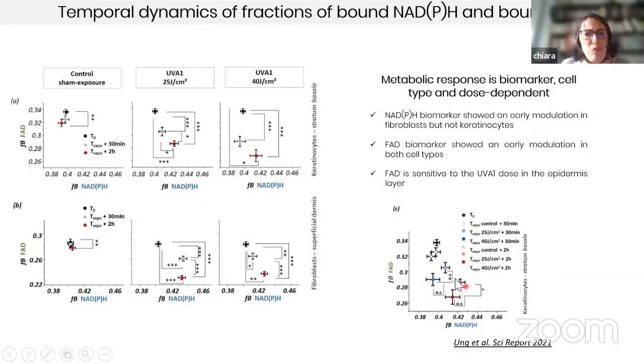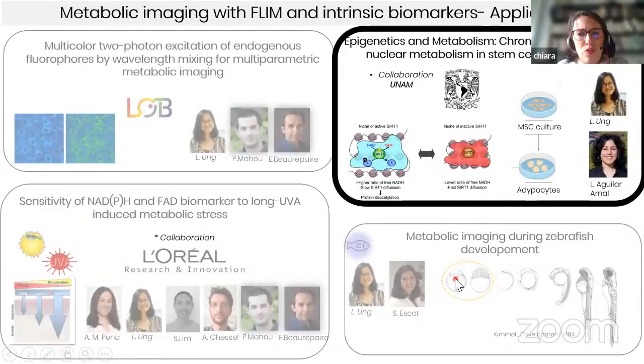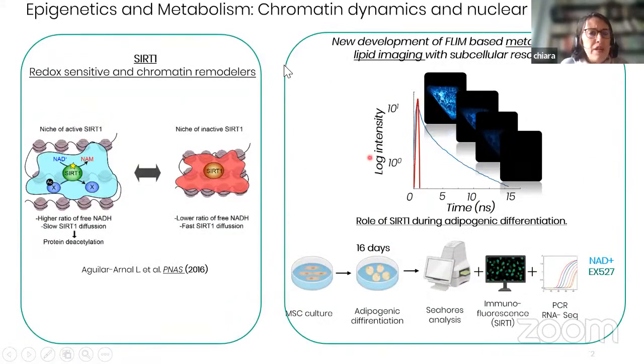And then I want to briefly talk about another application that we've been working on. This is a collaboration with Lorena Aguilar-Arnal at the UNAM, funded by the Human Frontier Science Program, and the goal was to study the interplay between epigenetics and metabolism during stem cell differentiation, with a particular focus on SIRT1, which is a redox-sensitive transcription factor.